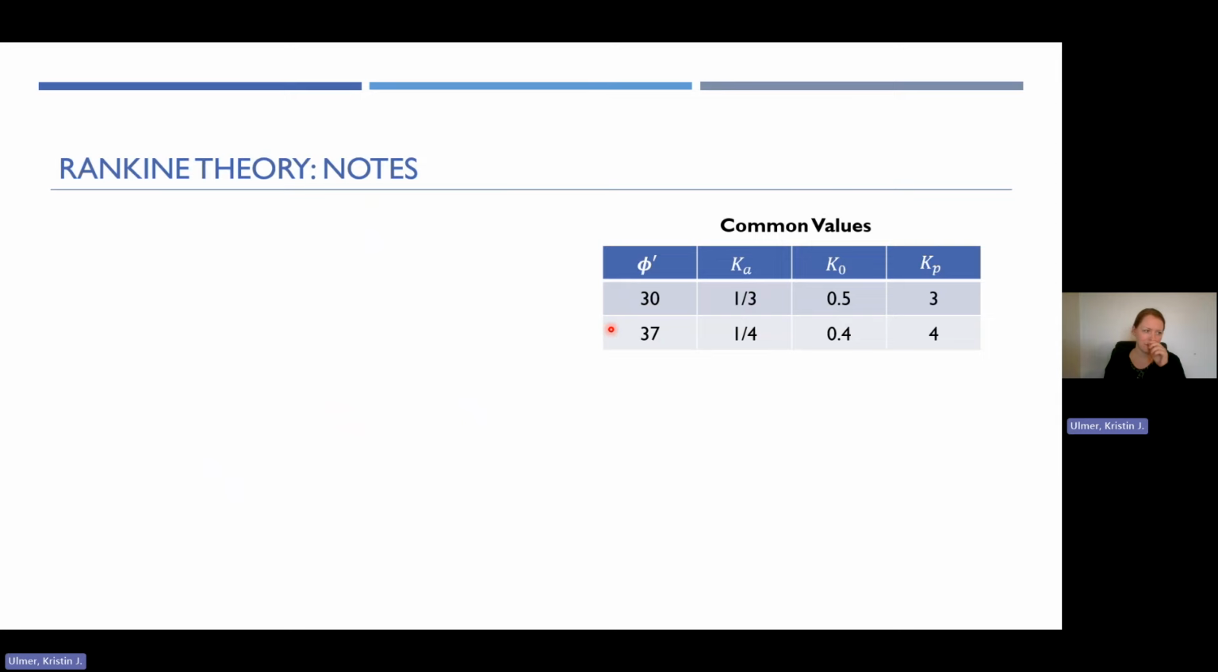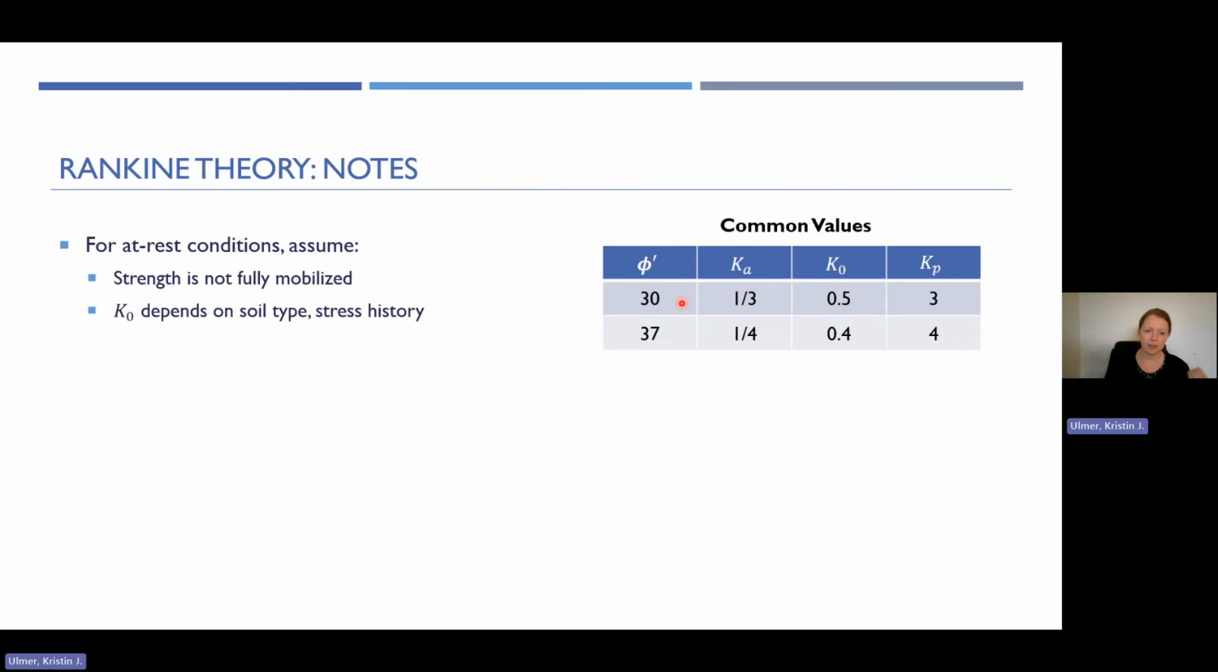So let's talk a little bit about the assumptions of Rankine theory, some of the limitations, and maybe just some of the practical considerations you need to keep in mind. So far, we've given you the equations for computing your lateral earth pressure coefficients, your Ka, your K naught, and your Kp, based on friction angle. So here are some common values based on these two friction angles. At rest conditions, as I mentioned before, you assume your strength is not fully mobilized, right? Your Mohr circle is not touching the shear strength envelope. And your K naught depends on your soil type and the stress history, so that would incorporate that OCR value. It also incorporates your friction angle.